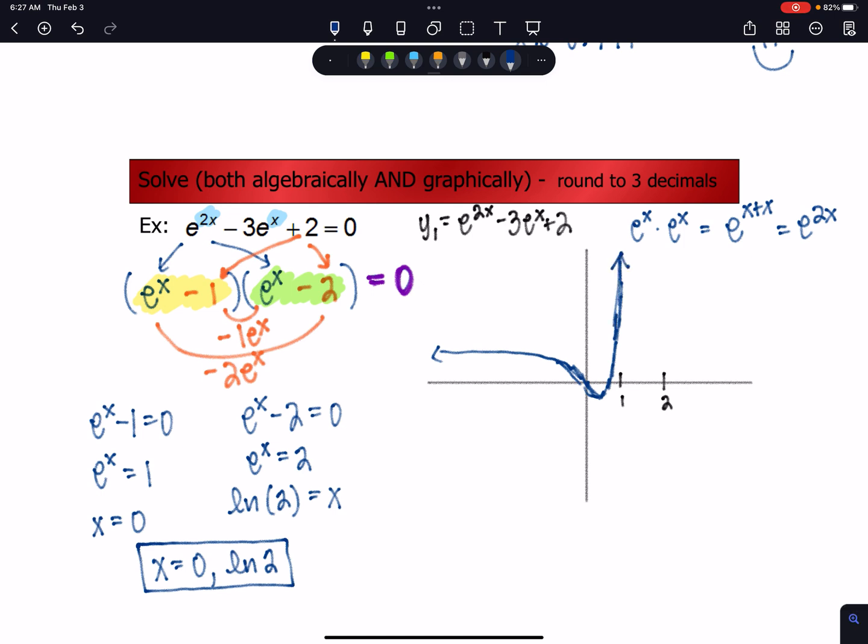And then if we're going to solve, we're going to need to find the roots. So when we find those roots and we ask the calculator to solve, it comes back with x equals 0, but also approximately 0.693. And if you were to put this into your calculator as the natural log of 2, you would get 0.693.